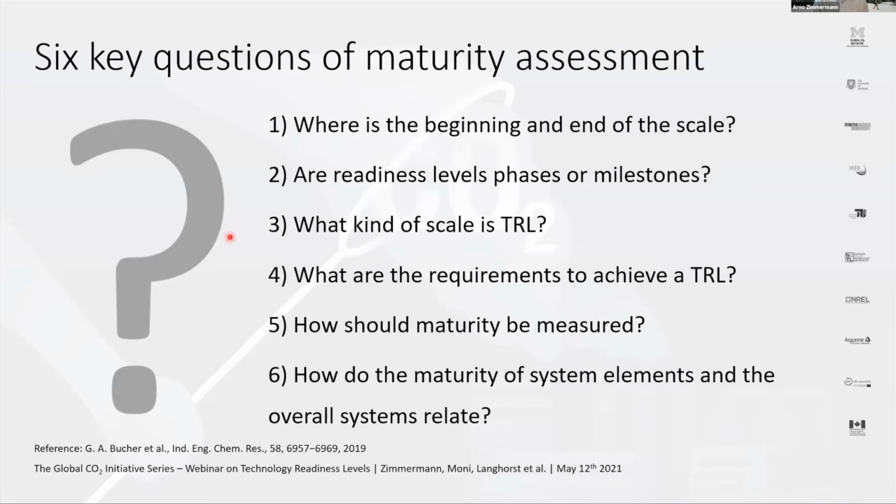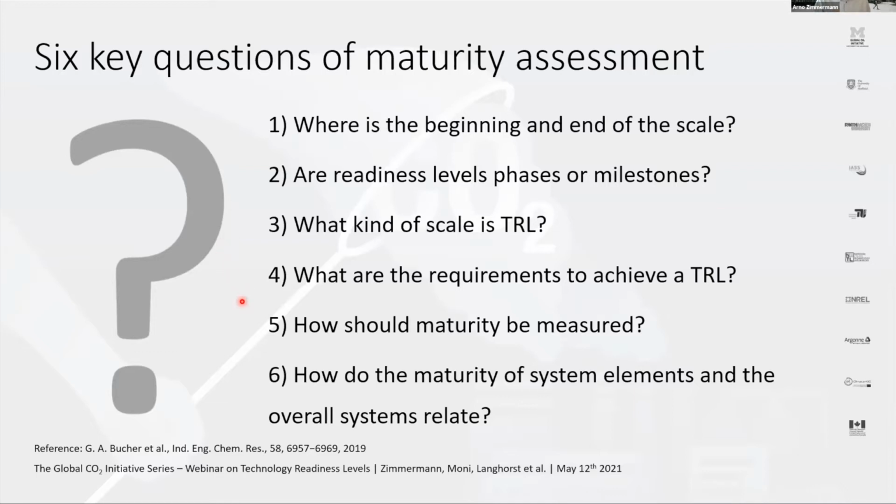What kind of scale is TRL? This might be very philosophical, but actually it's kind of important. So it is a so-called ordinal scale. So you can say something is lower or something is higher, but we can't do mathematical operations with it. So we can't say there's an average TRL of this system, for example, or we can't add different TRLs to each other. So just keep that in mind. We can just say it is lower, like one element has a lower maturity or one has a higher maturity than the other.